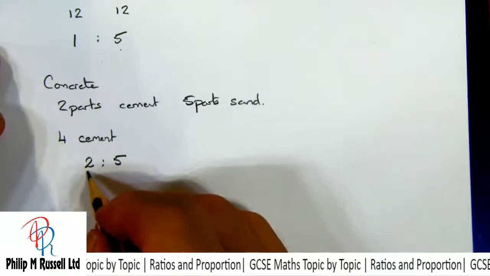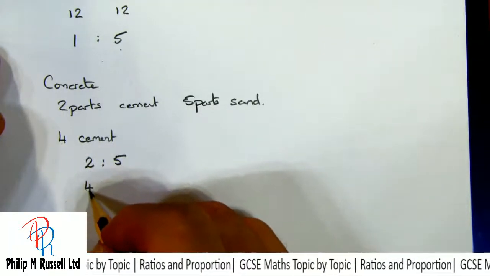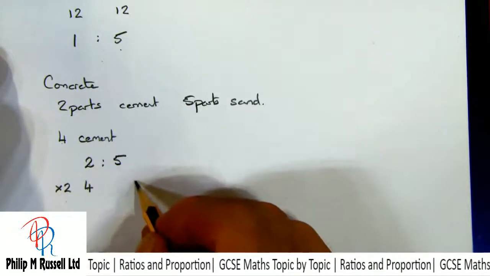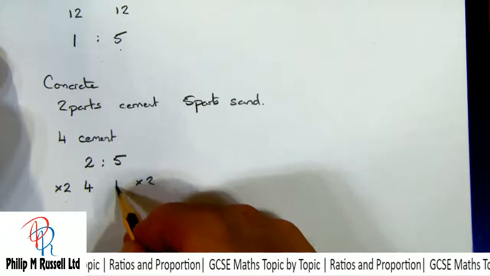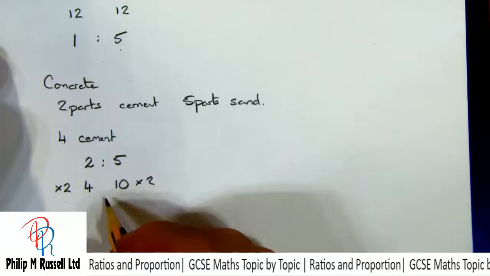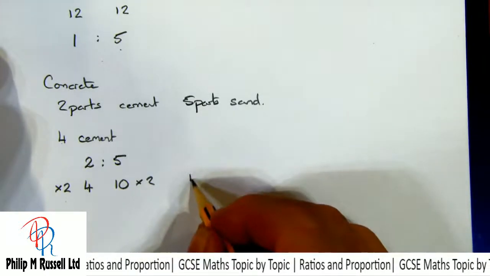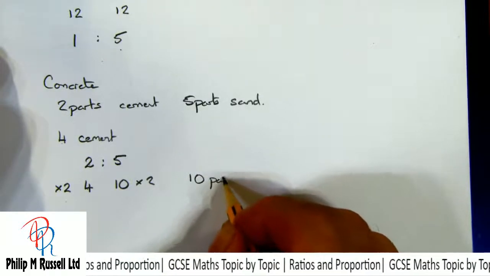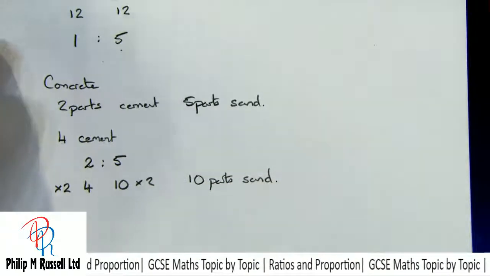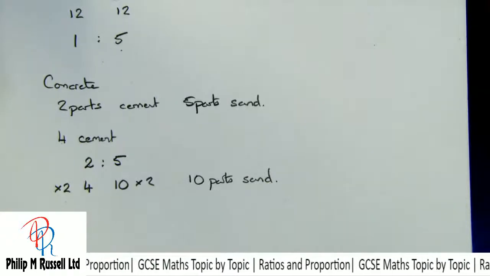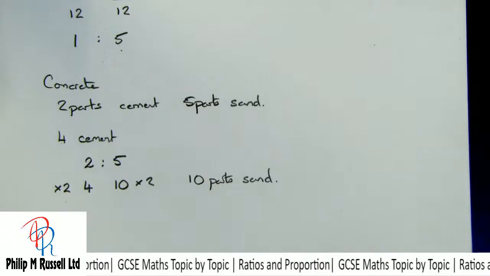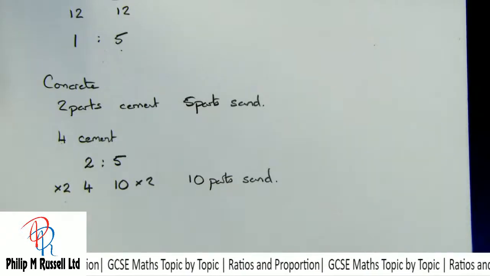But this one here is going to be 4. Now what have I done to the 2 to get 4? We've multiplied it by 2. So we multiply the other side by 2. We do the same to both sides. And therefore I'm going to need 10 parts of sand. So we're simply multiplying these out to get some sort of simple ratio again.